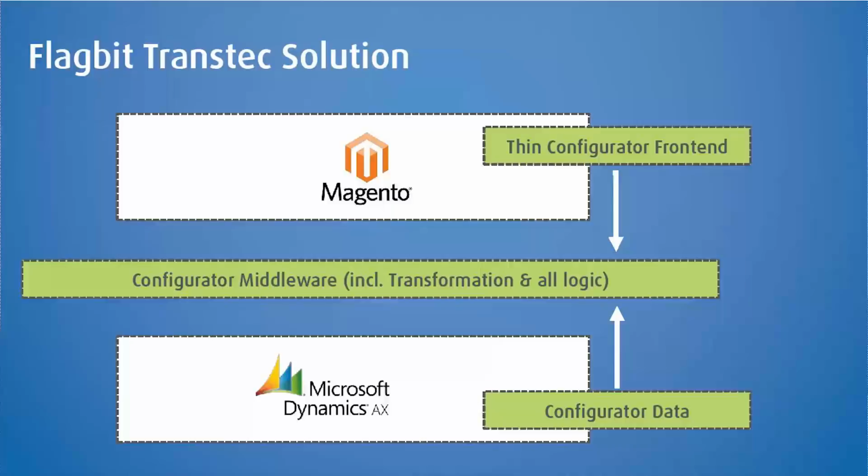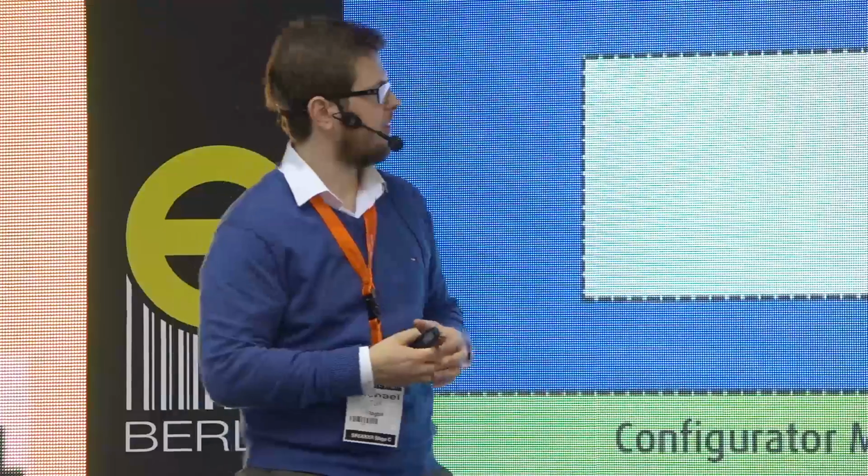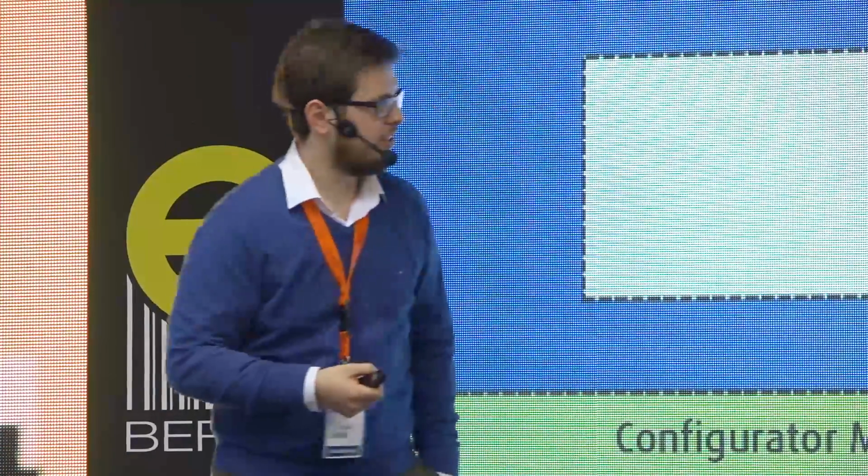And what we did is we created a whole new middleware that takes all the data, just the data, not the logic, like the 50,000 components, and pushes it into a middleware. The middleware does all the data transformation and puts it into a format that we can easily use in the front end, and the front end itself is just thin again.